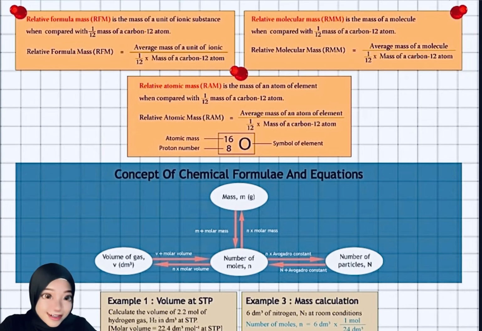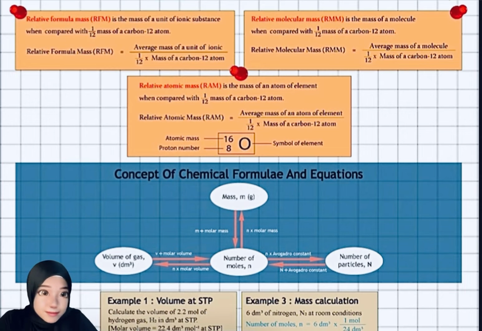Do you guys know that the atom is very tiny and it's not possible to weigh it directly? So, to determine its mass, we need to compare it with a carbon-12 atom, which is a standard atom. Now, we are going to look at the meaning and formula of RFM, RMM, and RAM.